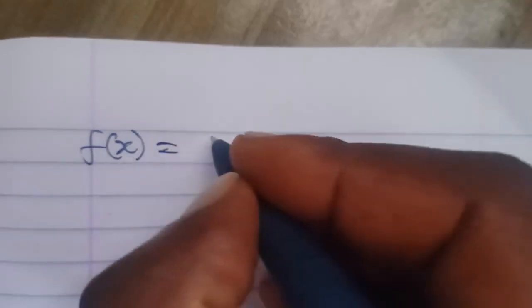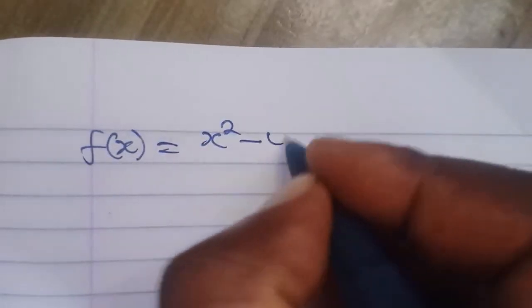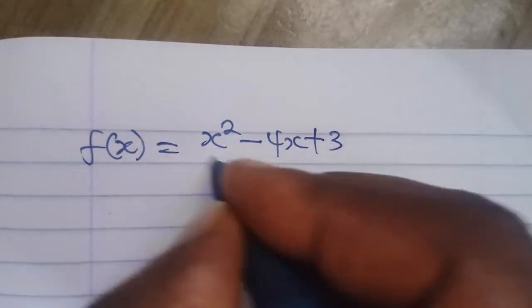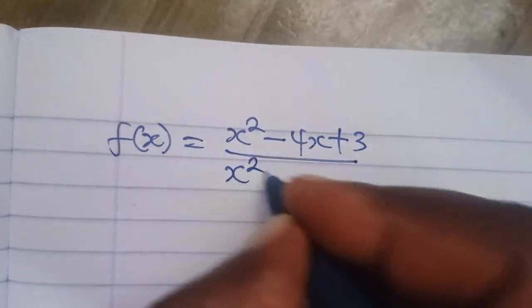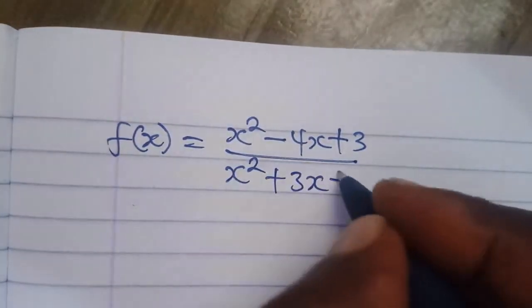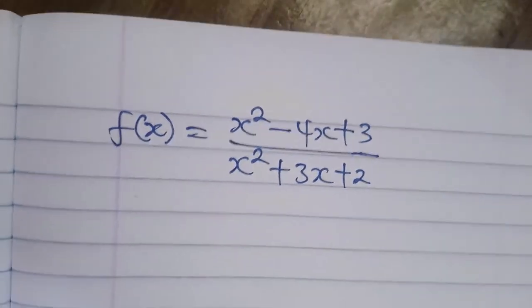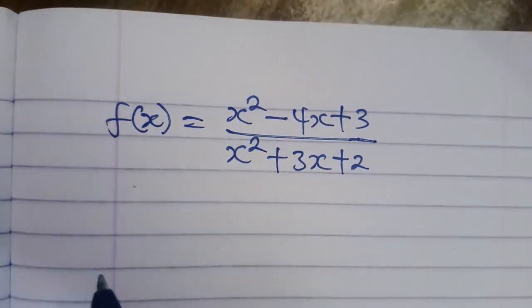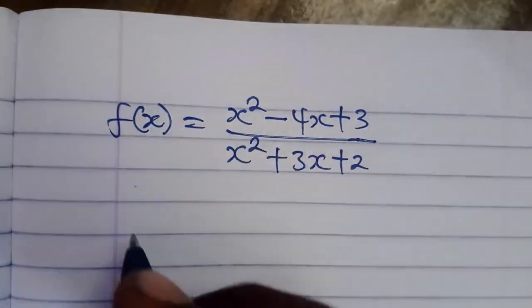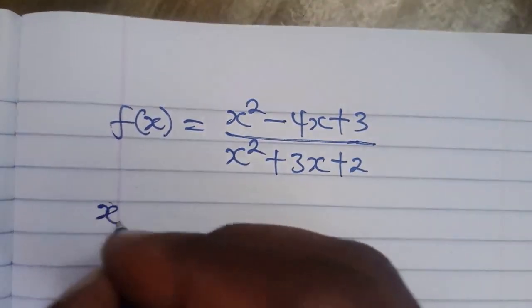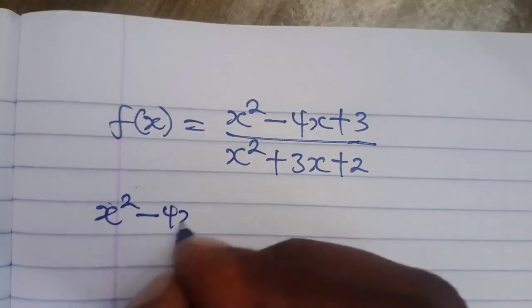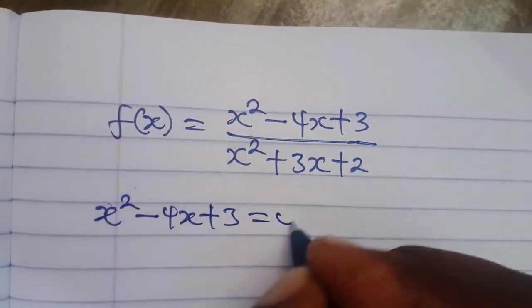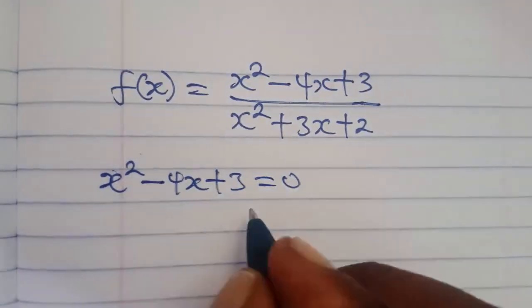So let's also find the 0 of this function f of x equal to x squared minus 4x plus 3 over x squared plus 3x plus 2. Feel free to pause the video and solve this one. What we have to do is we set the numerator to 0, and the numerator is x squared minus 4x plus 3 equals 0. So the next thing is to factorize it.